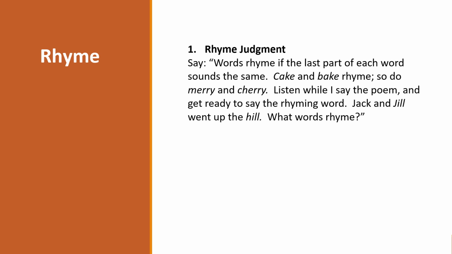Here is a script you can use when you are teaching children rhyme judgment. Say, words rhyme if the last part of each word sounds the same. Cake and bake rhyme. So do Mary and cherry. Listen while I say the poem and get ready to say the rhyming words. Jack and Jill went up the hill. What words rhyme? As students develop this skill, you can discontinue the preamble and simply ask for the judgment. It would sound like this. Do these words rhyme? Fan, can.